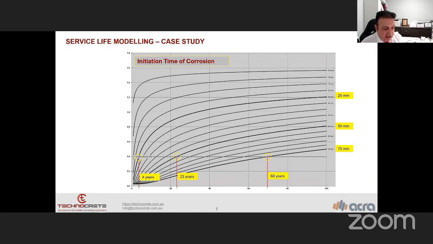It shows that we have like 6 and 17 times more than the 25 millimeters when we have 50 and 75 millimeters of concrete cover. But is that a feasible design if we have 75 millimeters of cover or not? It has to be investigated. But I just want to show that if we have different concrete cover, we can achieve different service life.